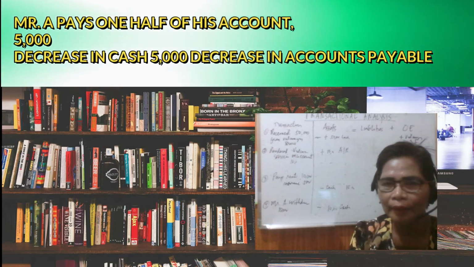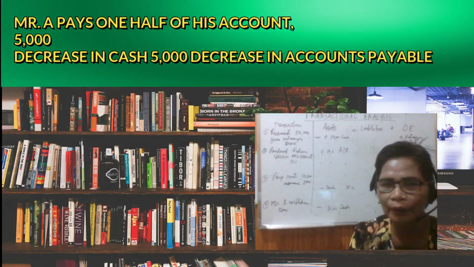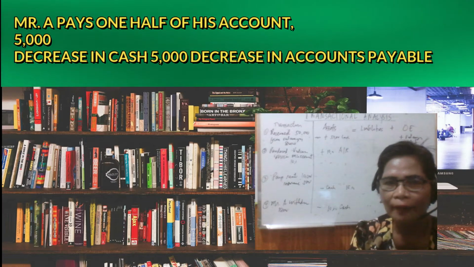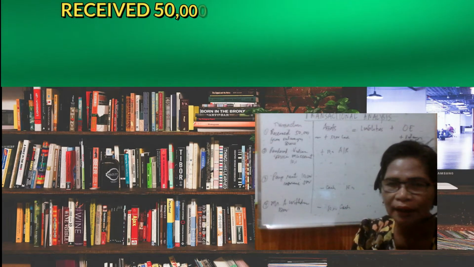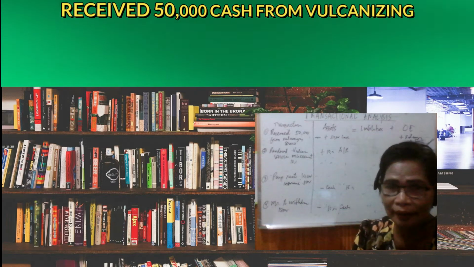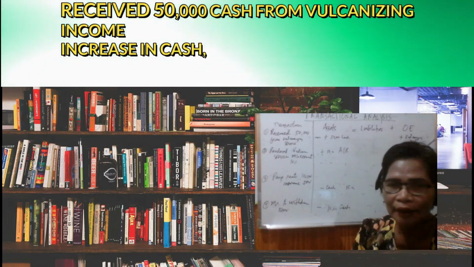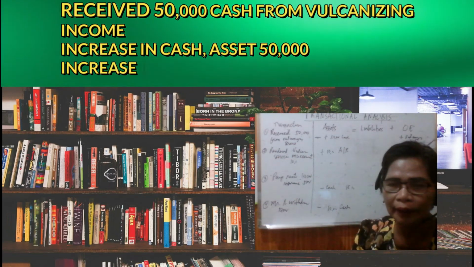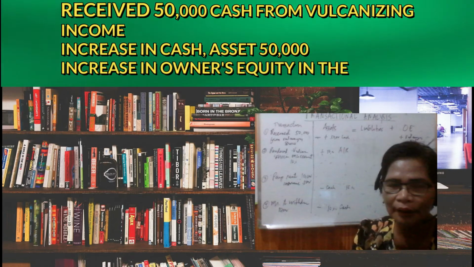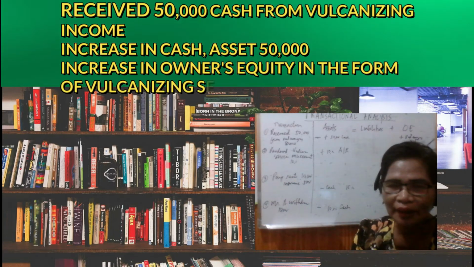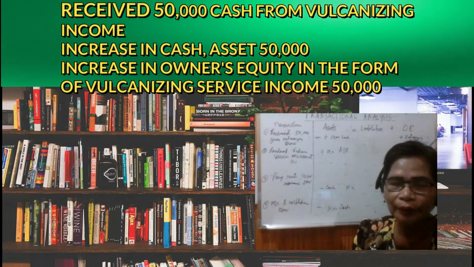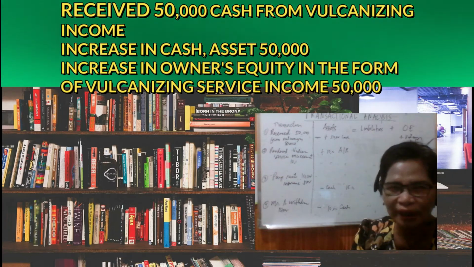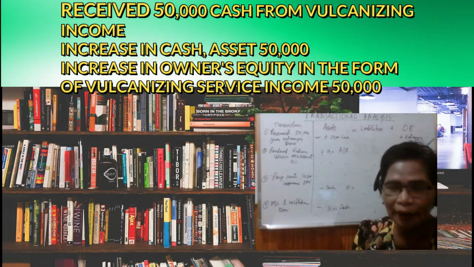Okay, I'm back, and we are now in our fifth transaction. Receive 50,000 from vulcanizing service. So the business of the owner is vulcanizing. Don't you worry about the account titles, because we will be discussing a little about that after the eighth transaction. So we will just try to concentrate first on the transactional analysis.